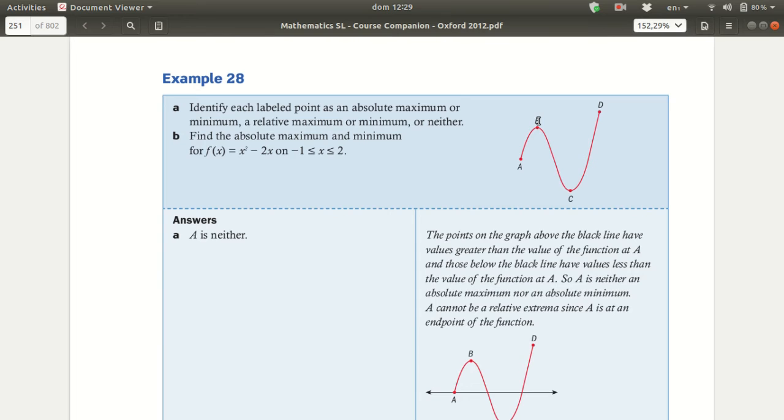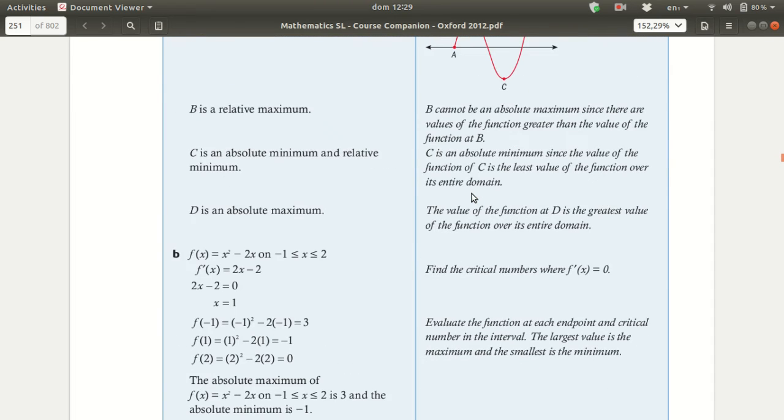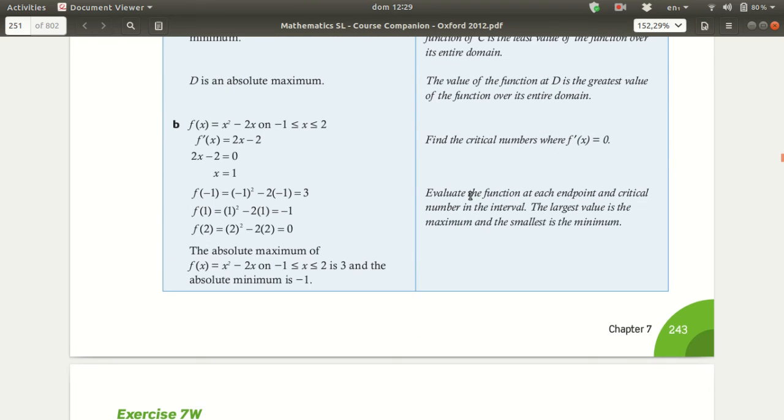Okay, so the process is going to be something similar for part B. We have to find the local minimums and maximums using the critical points, and then compare them to the endpoints evaluated using the function. So let's look at the solution here. So we have the function f of x equals x squared minus 2x. And we can easily find the derivative using the power rule. In this case, we have that the derivative is equal to 2x minus 2. Okay, and to find the critical points, we can set this equal to 0 and then isolate x.